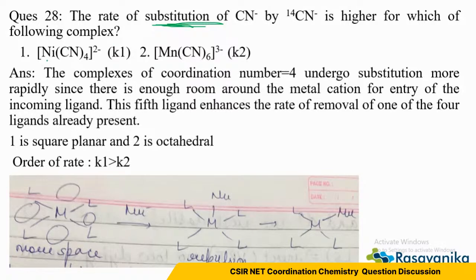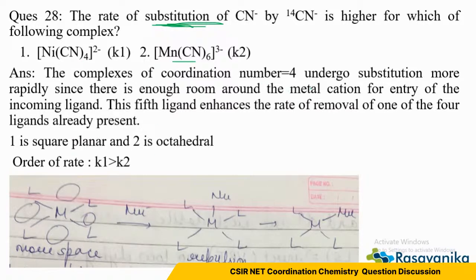Okay, you can see that this is a square planar complex. I told you yesterday that nickel is in the +2 oxidation state, CN minus is a strong field ligand, d8, it will be a square planar complex, right? And this is the octahedral complex, you can see. Now, K1 and K2 are the rate constants. The complexes of coordination number 4 undergo substitution more rapidly. This is coordination number 4. You can see here, this is the square planar. I have just taken a general one, MLL, rather than this complex, but it is the same.